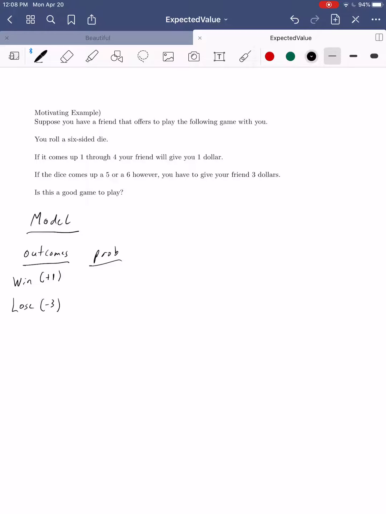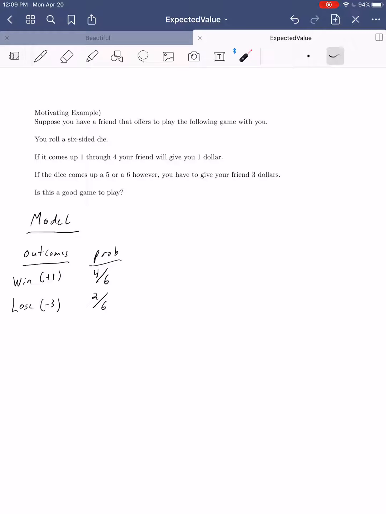Well, you win when the die comes up 1 through 4. Since there are 6 total things that can show up on the die, and 1 through 4 will get you a win, the probability of winning, of course, is 4 out of 6. We should be very comfortable with that since we've done a tremendous amount with probability. For losing, you lose at a 5 or a 6, so the chance that you lose is 2 out of 6. And of course, this is a probability model because 4 out of 6 plus 2 out of 6 is 6 out of 6, which is 1. We know that the probabilities always have to sum up to 1.